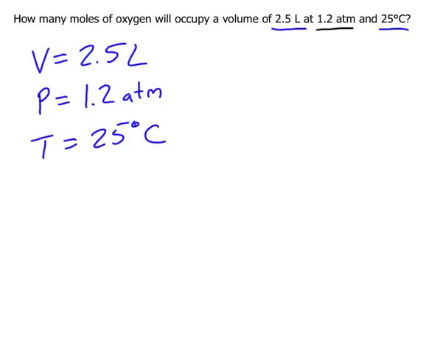And it's also important to note what they're asking for. In this case, they're asking for moles. So moles has the symbol N. So that is unknown. So we identify all the knowns and all the unknowns.